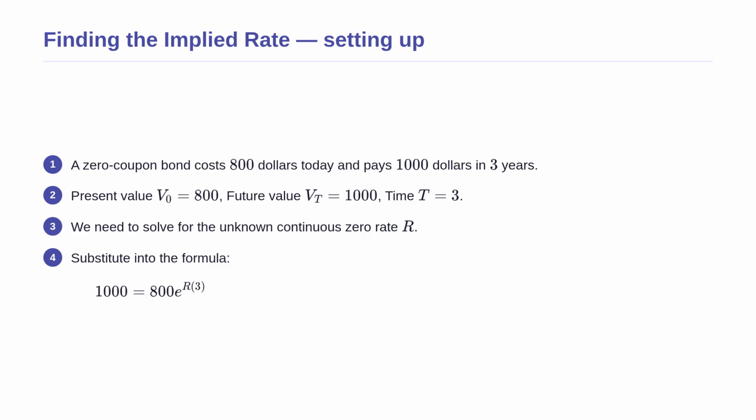Let us try a slightly more complex problem. You are offered a zero-coupon bond that costs $800 today and promises to pay exactly $1,000 in 3 years. What is the continuously compounded zero rate for this investment? Here, we know the present value, the future value, and the time, but the rate R is unknown. We start by plugging our known values into the future value relationship. The initial investment of $800 goes in the present value spot, and the final payout of $1,000 goes in the future value spot.